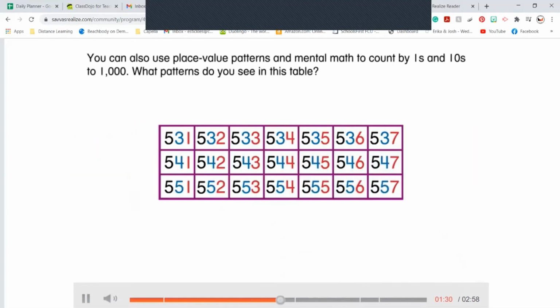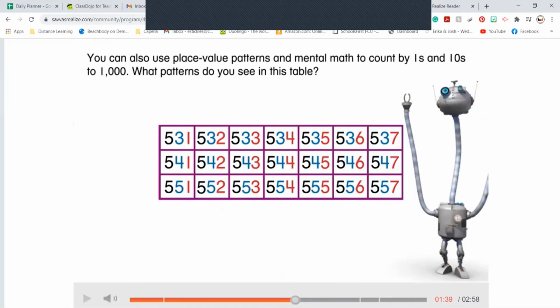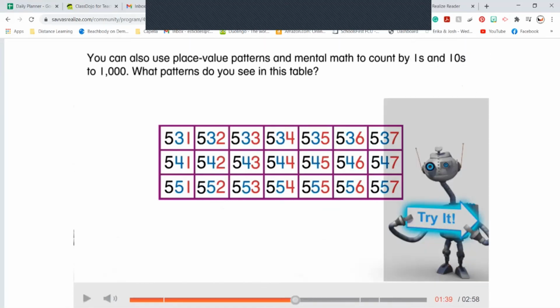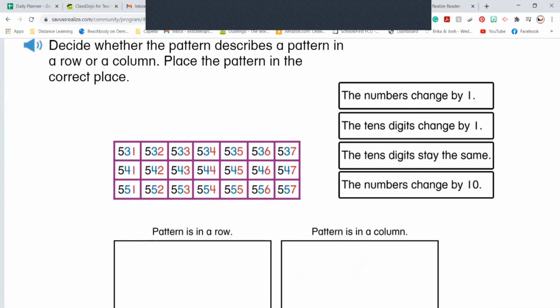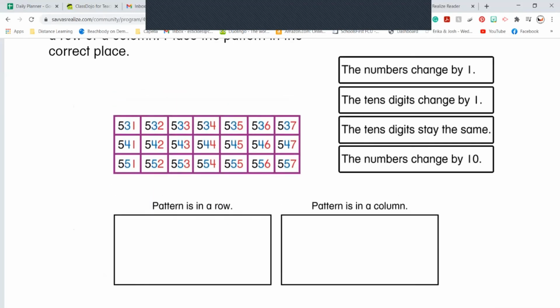You can also use place value patterns and mental math to count by ones and tens to 1,000. What patterns do you see in this table? Let's try it out. Decide whether the pattern describes a pattern in a row or a column. Place the pattern in the correct place. So we have the numbers change by 1. That would be going in the row because our ones place is changing by 1 if you go left or right. So that would be a change in the row.